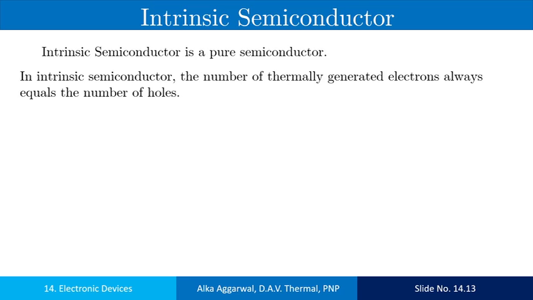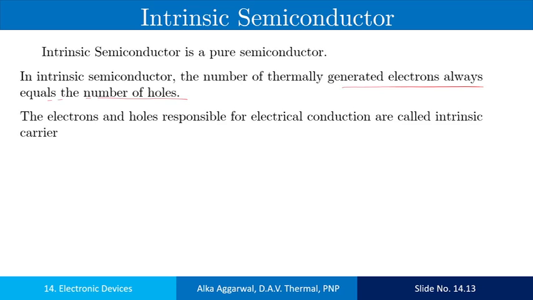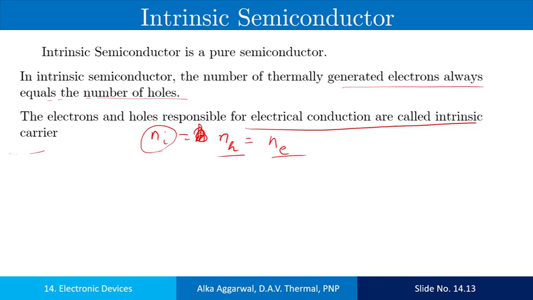Or we can say the number of holes and the electrons are always equal. The electrons and the holes responsible for the electrical conduction are called intrinsic carriers, and it is represented as Ni. At any instant, Ni is equal to Ne equals Nh, the number of electrons and the number of holes.